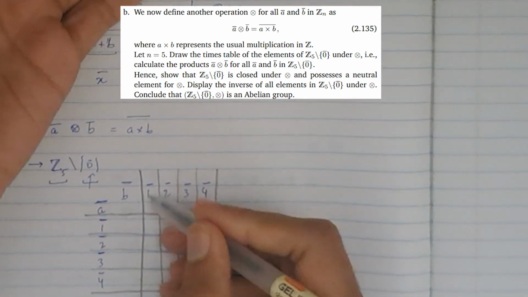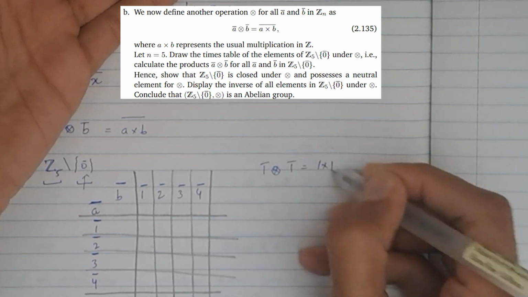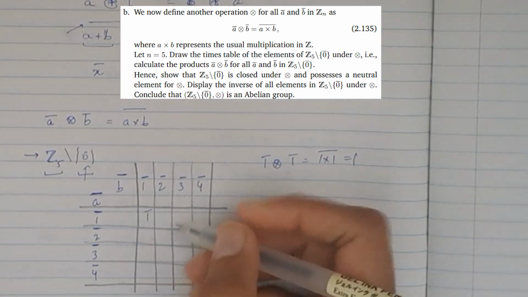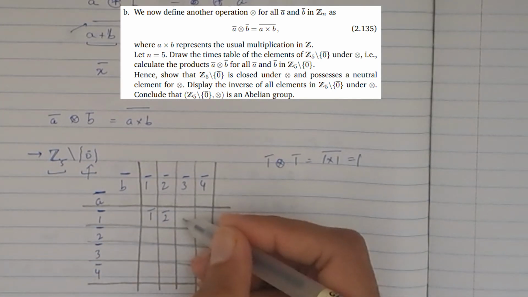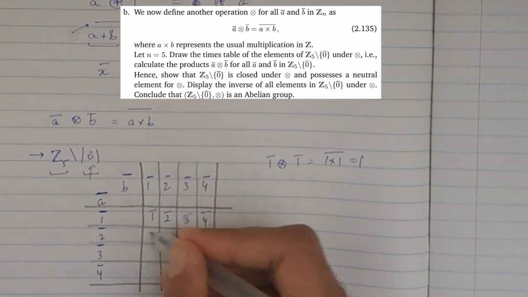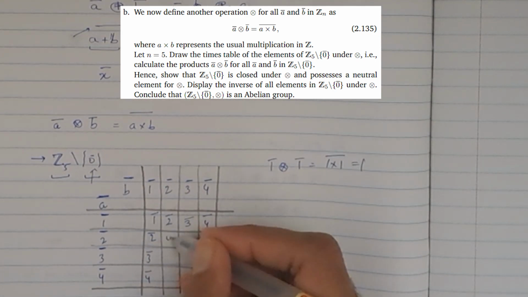Let's now think about what is 1 times 1. So 1 is just 1 times 1. So that is 1. So this will be 1. And similarly, you can fill the other places. This will be 2. This will be 3. This will be 4. That will be 2. That will be 3. That will be 4. Let's think about this. This will be 4.